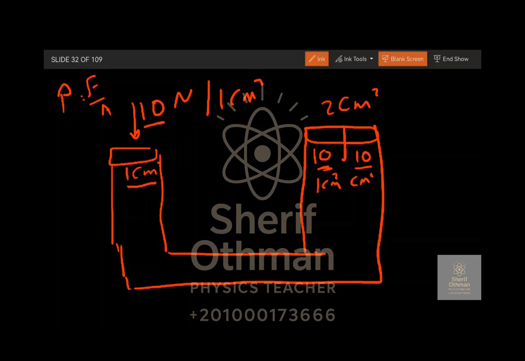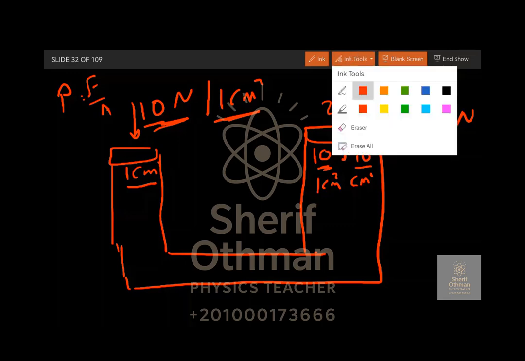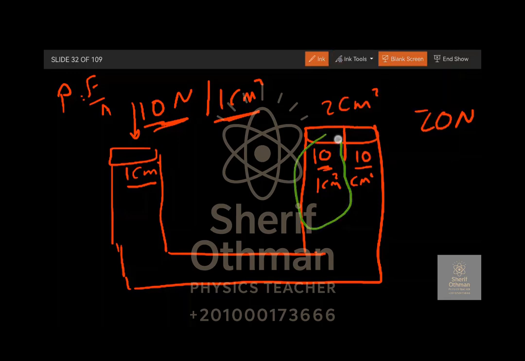So the resulting force will be 20 Newton instead of being 10 Newton. The pressure is the same. The pressure here is 10 Newton per each 1 centimeter squared, and also the pressure here is 10 Newton per each 1 centimeter squared. But by increasing the area, I multiplied the force for each 1 centimeter squared.